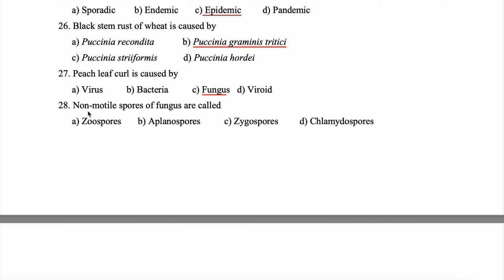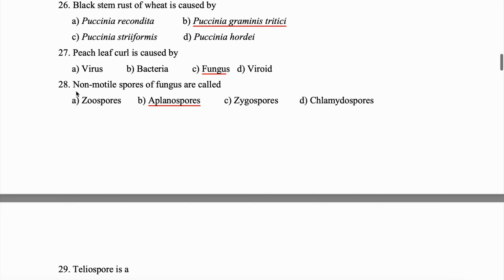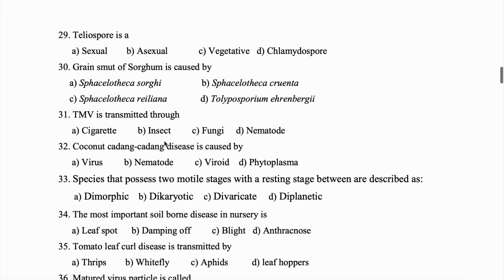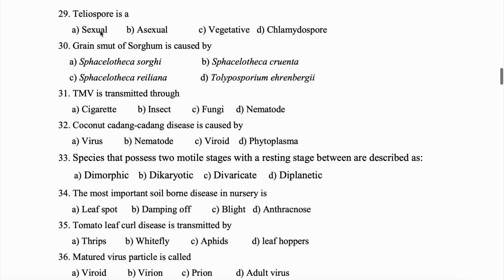Question 28. Non-motile spores for fungus are called aplanospore. If it would have been asked motile spore, then planospore. Next question. Teleospore is a sexual spore.